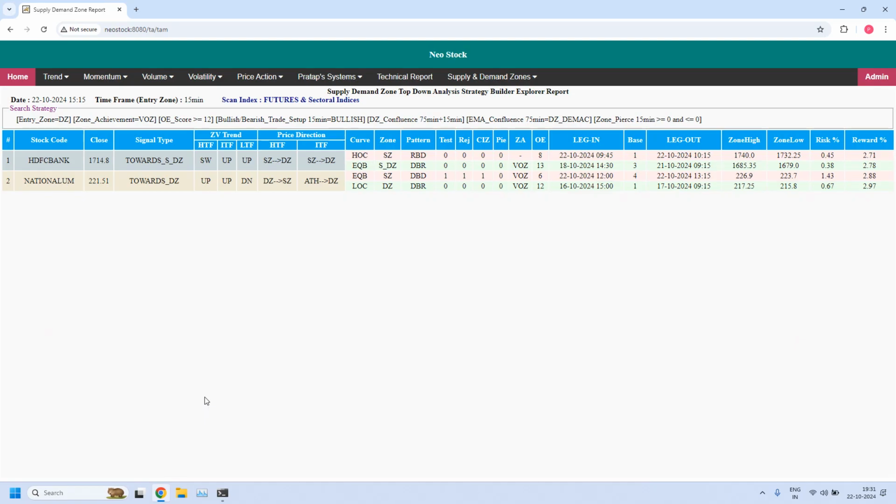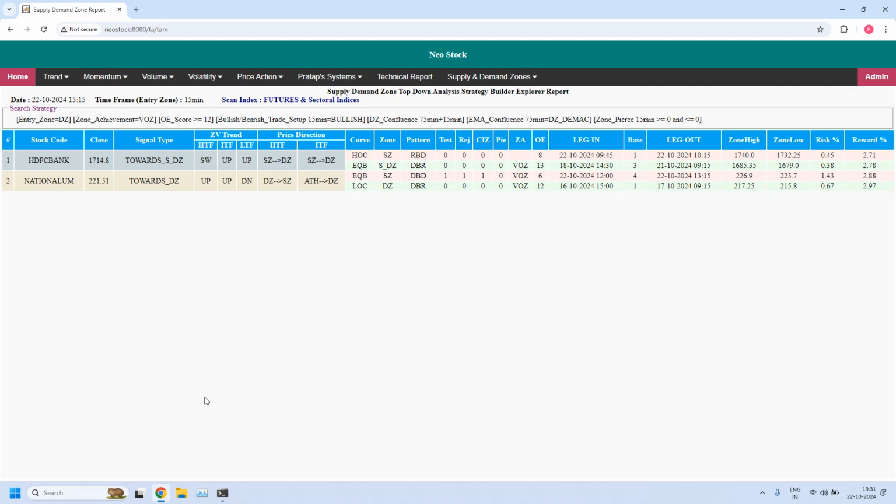Both these stocks are currently supporting high probability setup for bullish trade setup for daily income trade, that is entry time frame 15 minutes. All these are all 15 minute zones. But these 15 minute zones are part of the 75 minute zones, and 75 minute zones are having daily EMA confluence, and also 75 minutes trend is uptrend.